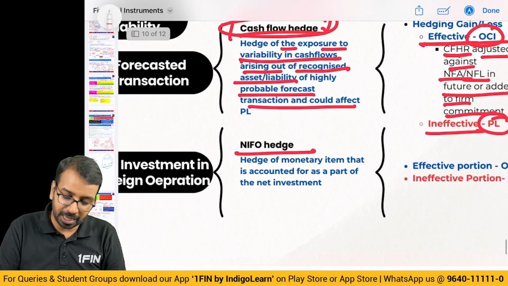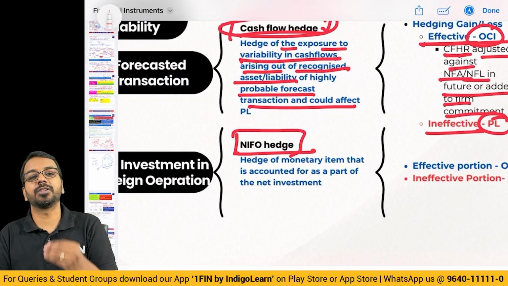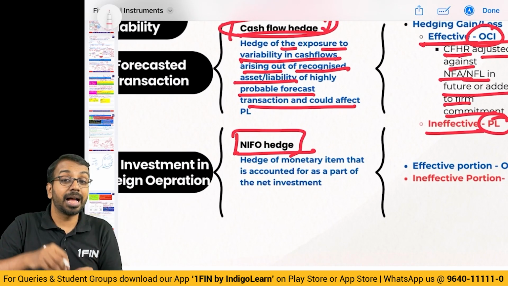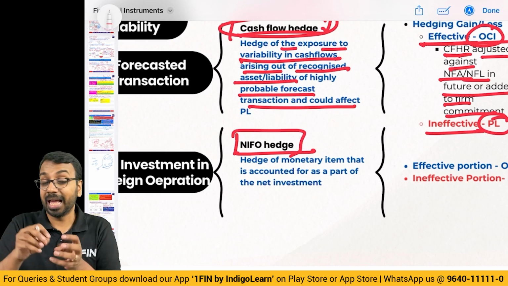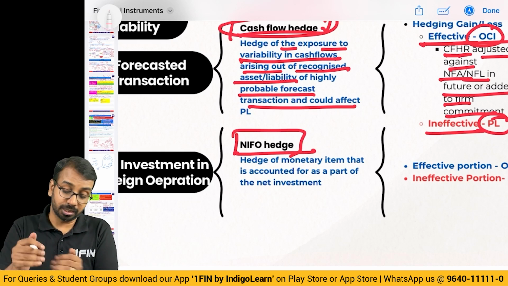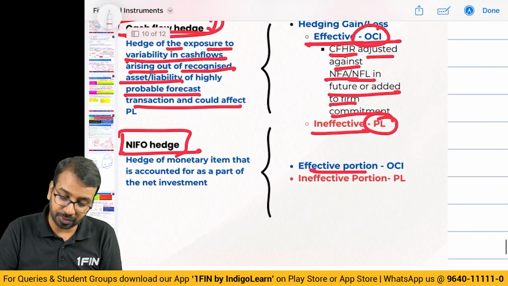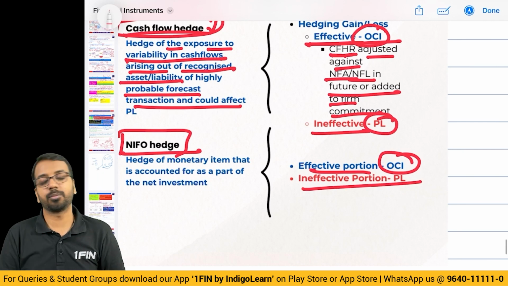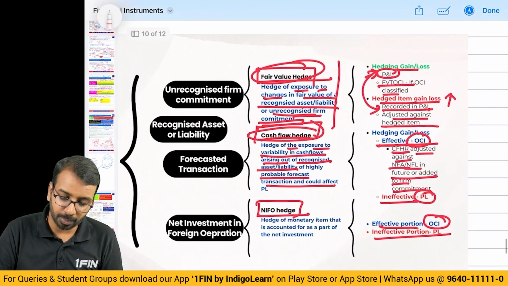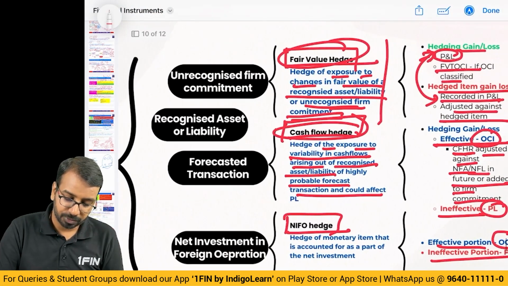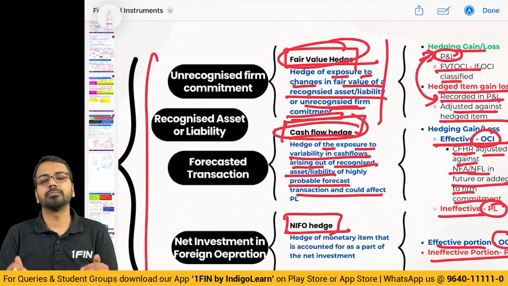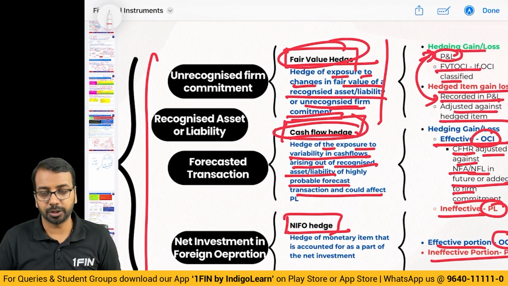Then we have NIFO hedge, that is net investment in foreign operation hedge. If I have investment in a foreign operation and I want to hedge the foreign currency fluctuation, the effective portion is taken to OCI and the ineffective portion is taken to P&L. Just remember this. If you are able to remember this, then it is more than sufficient. Okay.